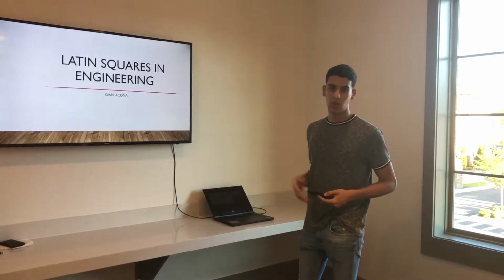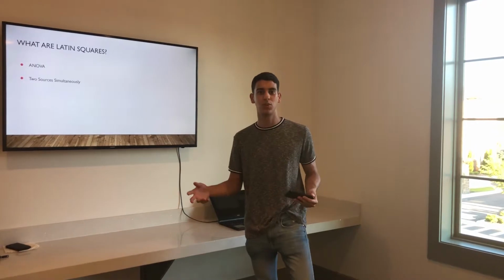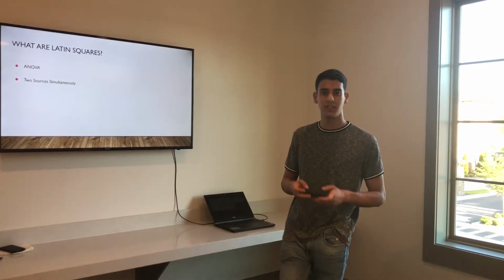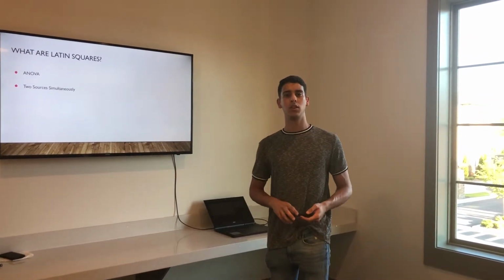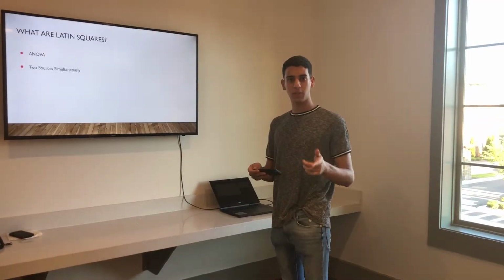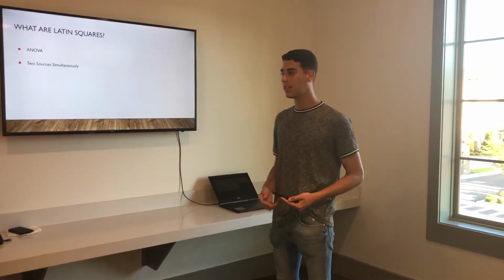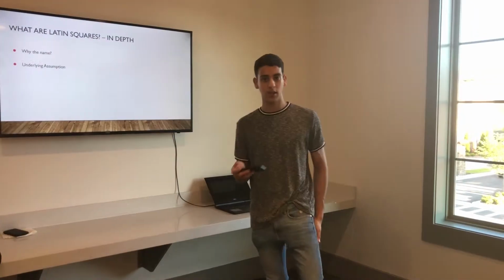Alright, so Latin squares in engineering. First off, what are Latin squares? They're tools used in ANOVA, or the analysis of variance, when two nuisance factors are to be eliminated from the error variability. In other words, when you need to control two sources of nuisance variability, you can do so simultaneously with a Latin square.